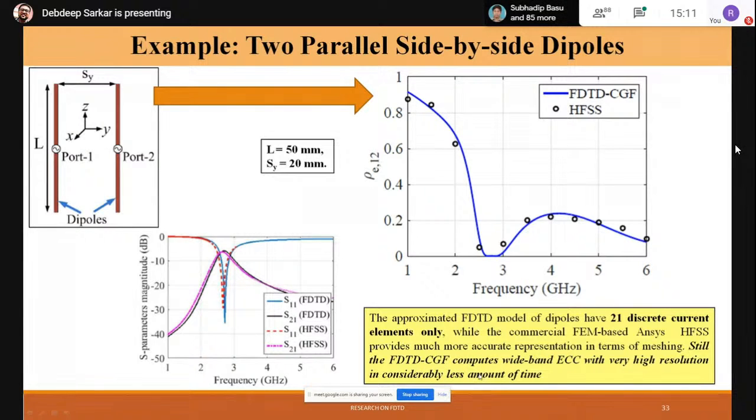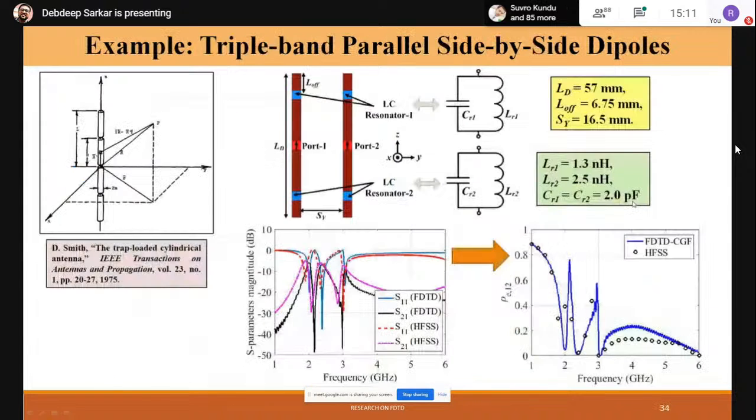Still, what we found is that this FDTD CGF-TD computes the wideband ECC with very high resolution in much less time. In HFSS, the discrete frequency points are calculated one after another. So if you increase the fineness, like if you try to get the spatial correlation at higher resolution, the time magnifies a lot. But in our case, from just a simple simulation you get the time domain data, and within seconds you get that wideband correlation. So we discussed those time aspects. But the reviewers will keep asking you questions to validate your algorithm, and that happens.